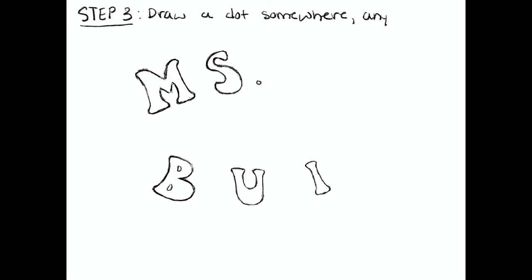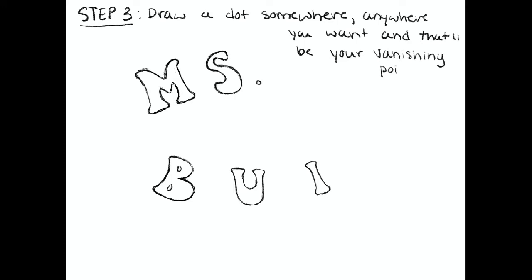Once you're done with that, let's go to step 3, which is to draw a dot anywhere you want. This dot is going to be your vanishing point. It can be really anywhere. You don't have to make a horizon line. You'll see in a bit that I kind of put mine in the center of my word. So in that empty space.